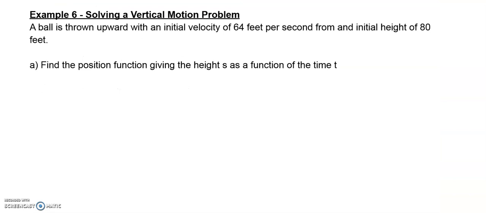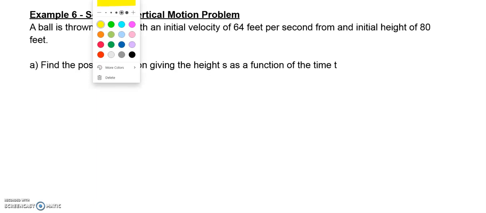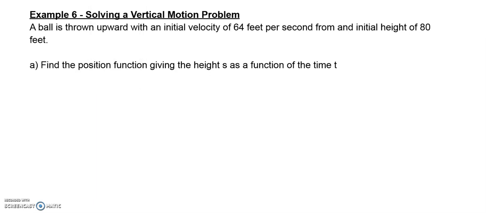Now we're looking at this problem. It says a ball is thrown upward with an initial velocity of 64 feet per second, right? So that would be your v sub 0, v sub naught, and initial height of 80 feet. So then that is your h naught, or your h sub 0 at time 0. Find the position function. So the position function is typically given as s of t in most textbooks, given the height as a function of time t.